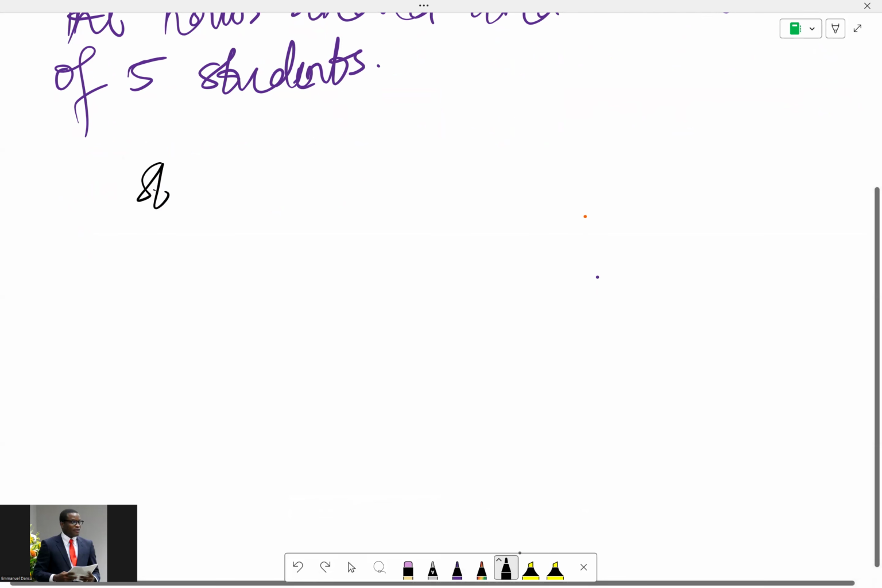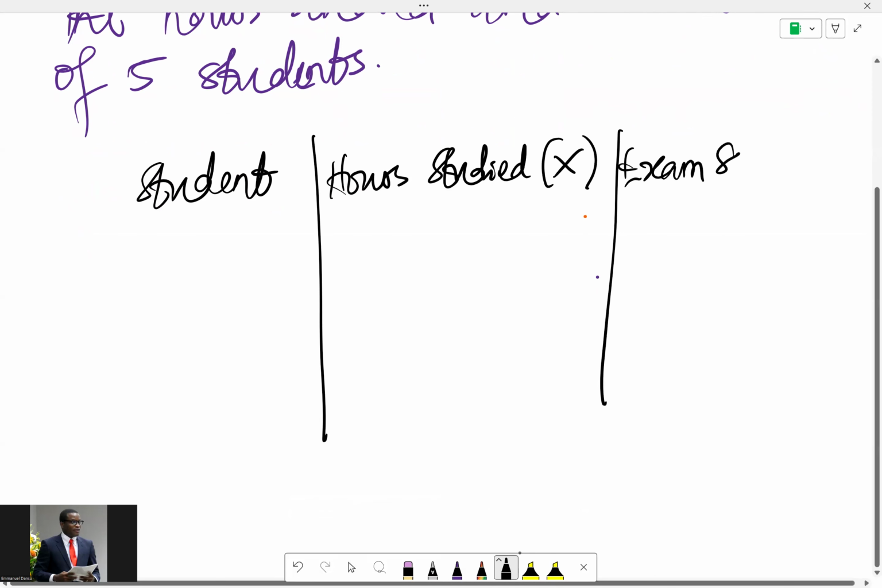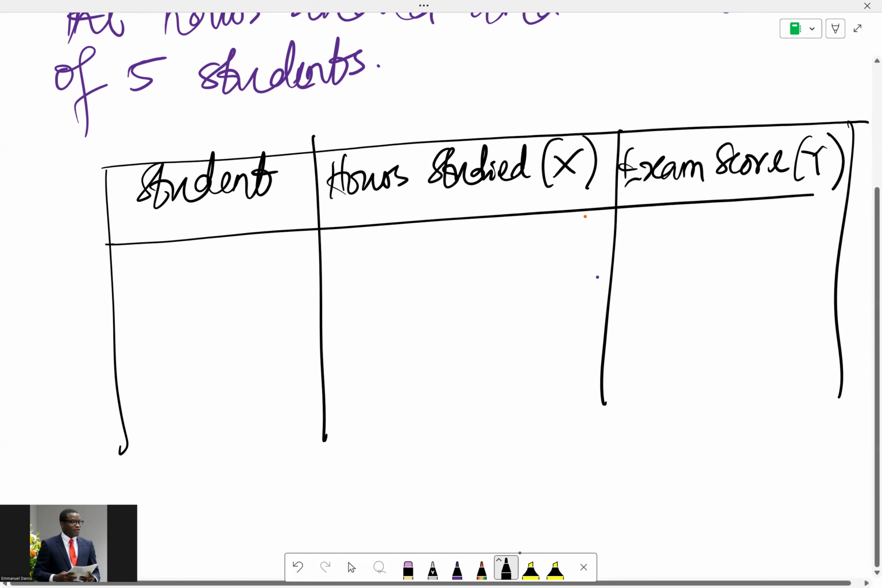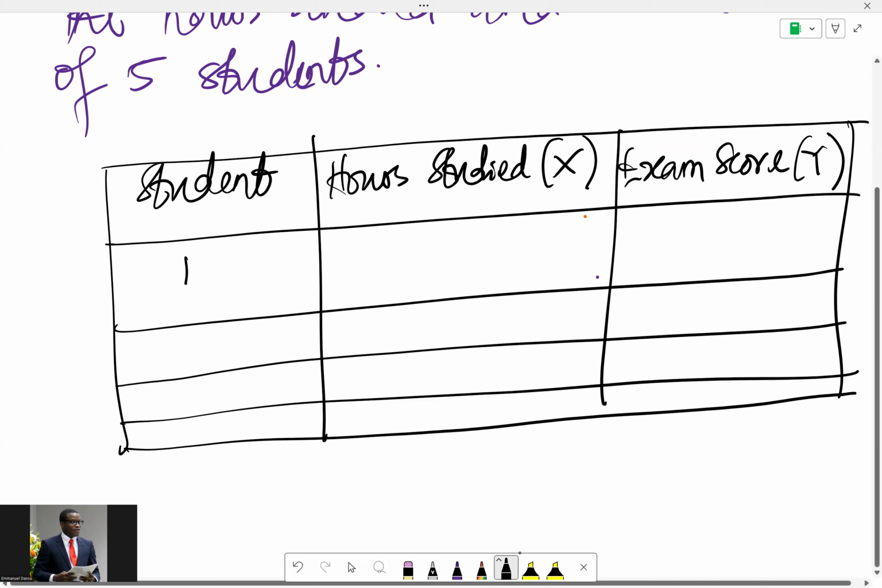So we have the student, and the hours studied. That's the number of hours they spent studying, and that is our variable X. Then we have exam scores, which we take as variable Y. So this is what we have. We have the first student, the second, the third, the fourth, and of course, the fifth.